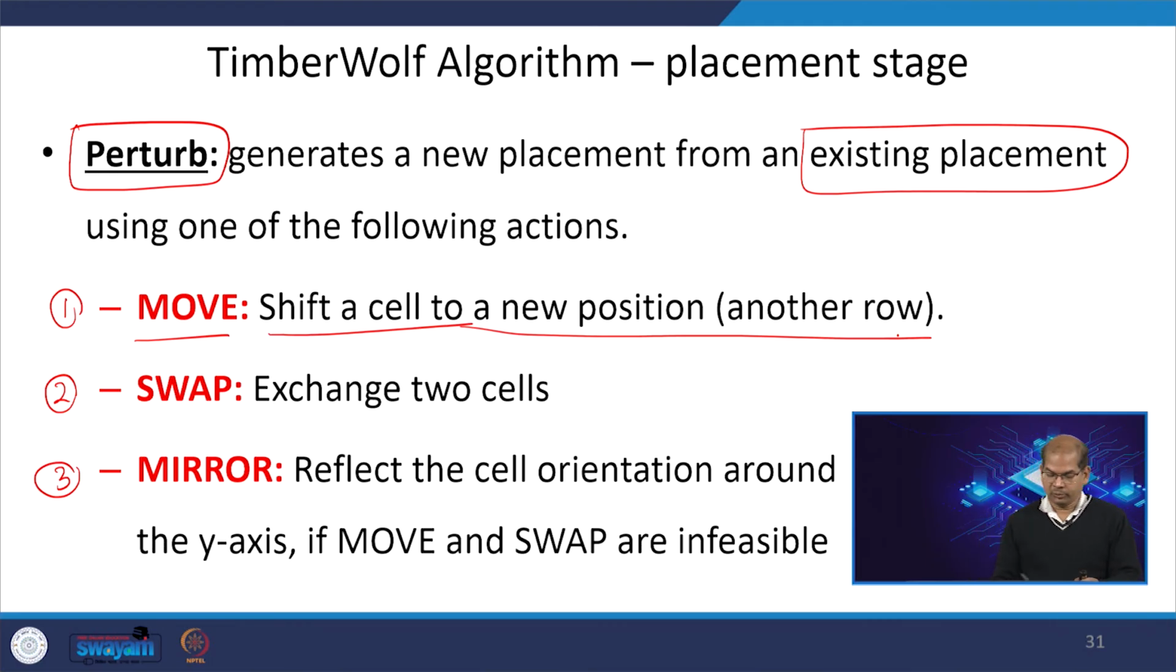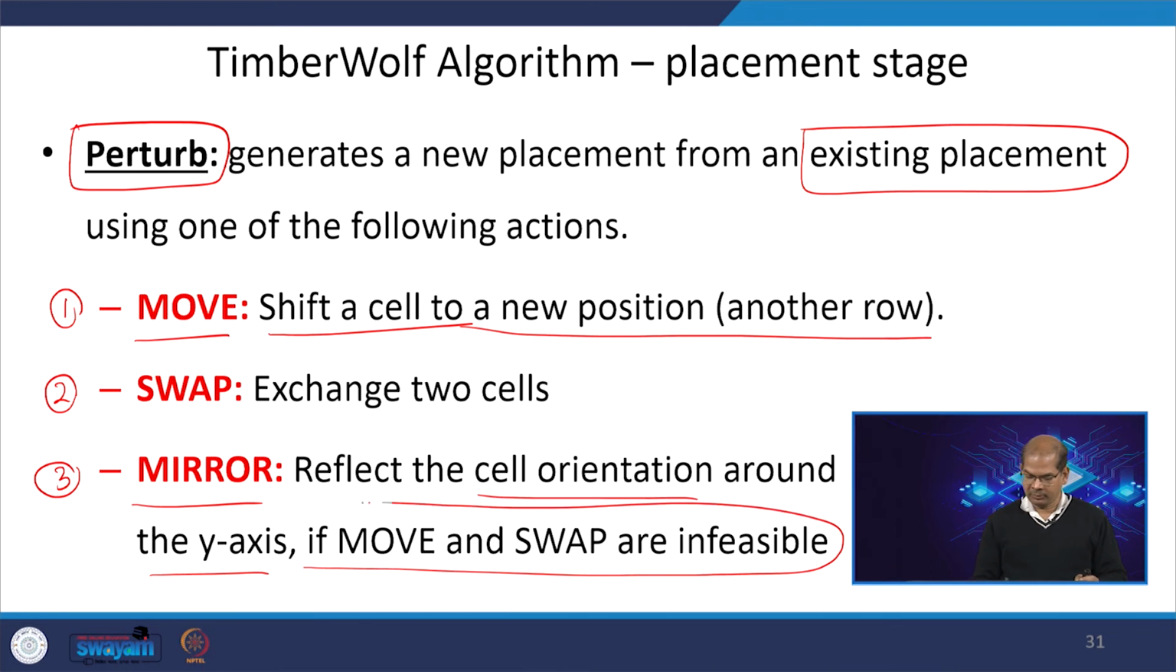Then swap, which means we exchange the position of a cell with another cell. Then we have mirror, which means that we reflect the cell orientation. So, we can change the orientation of cells around the y axis. If the move and the swap actions are not feasible, then we can do the mirror action, which is basically changing the orientation of the cell.